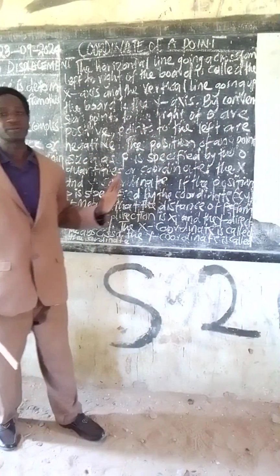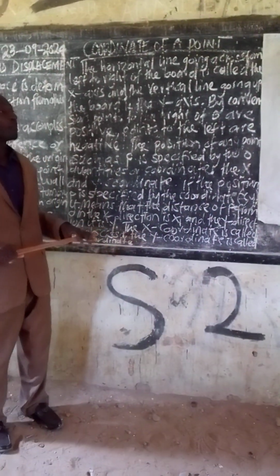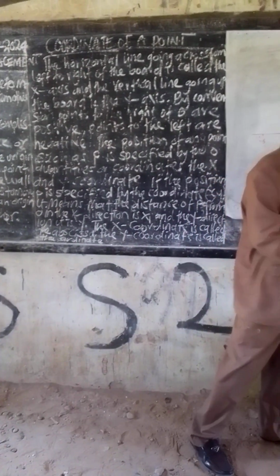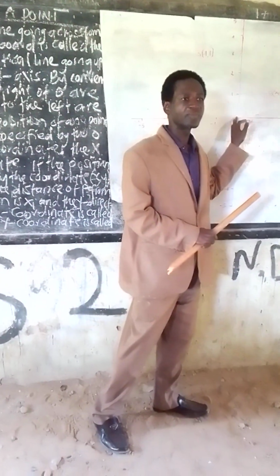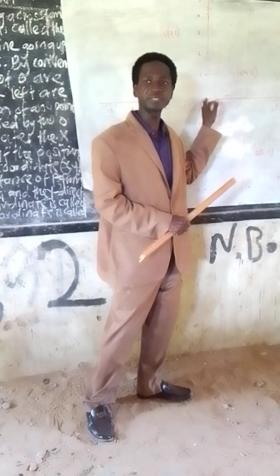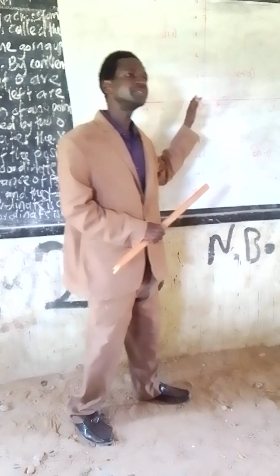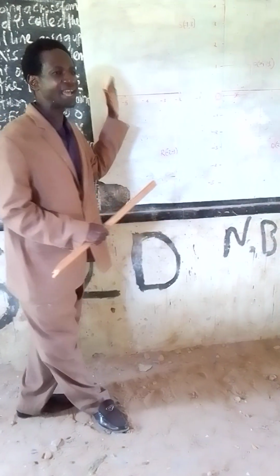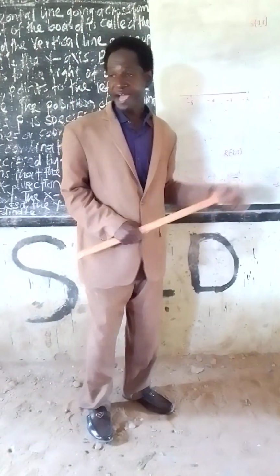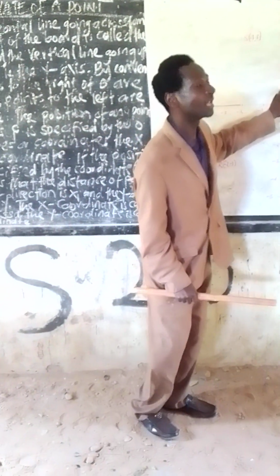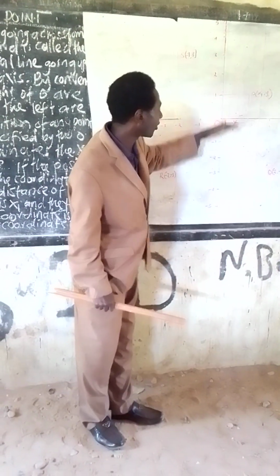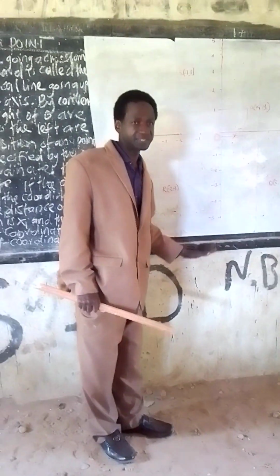So by convention, points to the right of O along the x-axis are positive, and points to the left of O along the x-axis are negative. Points above O along the y-axis are positive, and points below O along the y-axis are negative.